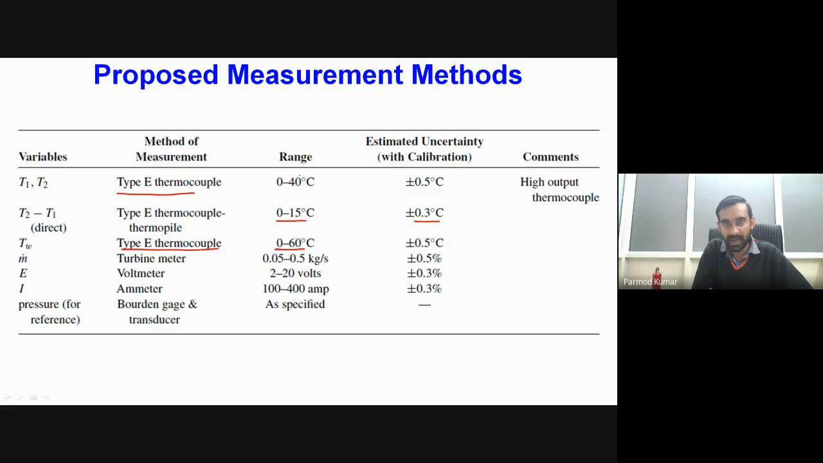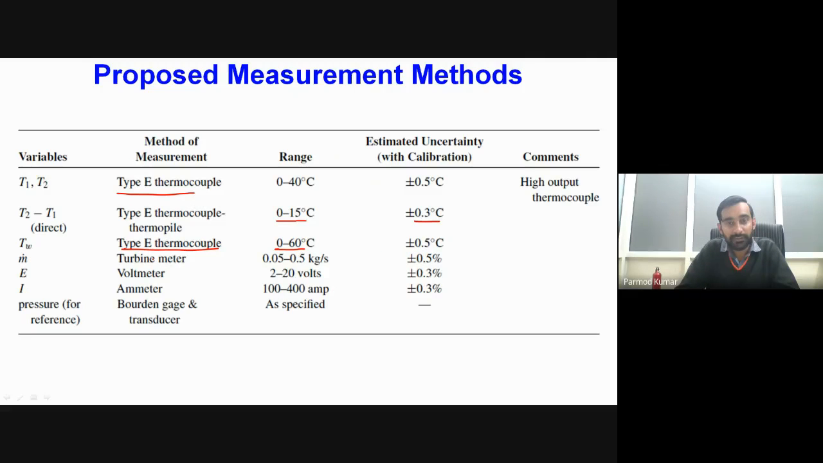Why? Because the highest temperature difference of the fluid is 15 degrees Celsius, and at the same point of time we can have 15 degrees Celsius as the difference between the wall temperature and the fluid temperature, then obviously we will have a significant range of wall temperature for obtaining its value. So that's why we are considering slightly more in comparison to the fluid. So we have the range of measurement up to 60 degrees Celsius, and uncertainty will be plus minus 0.5 degrees Celsius.